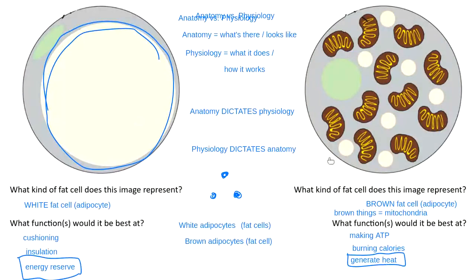Brown fat cells do a little bit more. Specifically, they're making that heat. And the way they do that is through their mitochondria that we see here.